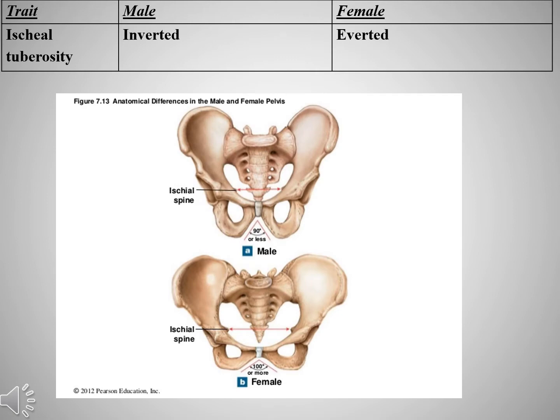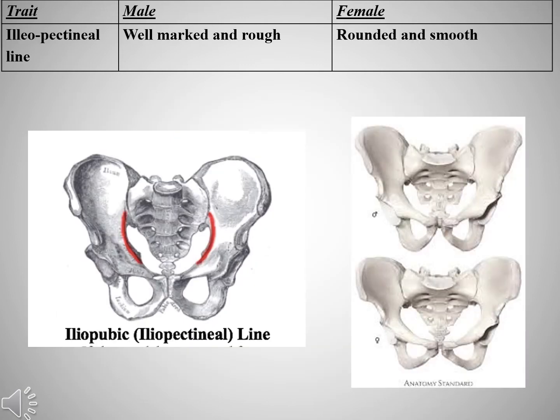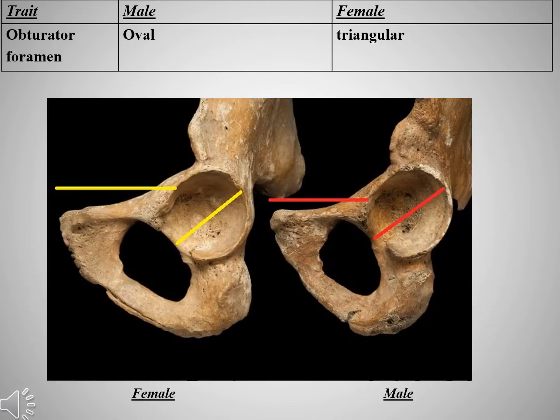Ischial tuberosity in the male pelvis is inverted, whereas in the female pelvis it is everted. Iliopectineal line in the male pelvis is well marked and rough, whereas in the female pelvis the iliopectineal line is rounded and smooth. The obturator foramen in the male pelvis is oval and in the female pelvis the obturator foramen is triangular. In the diagram you can see the difference.